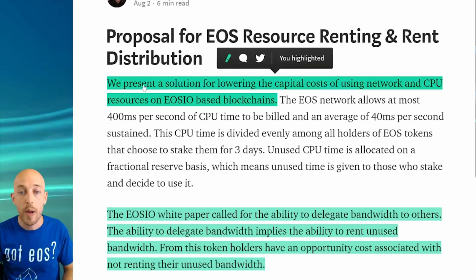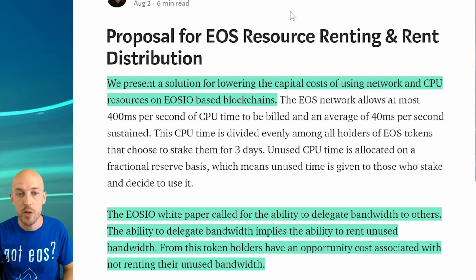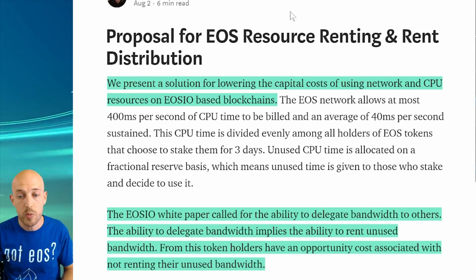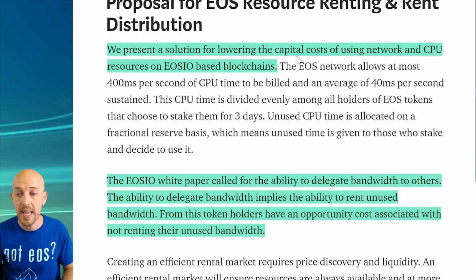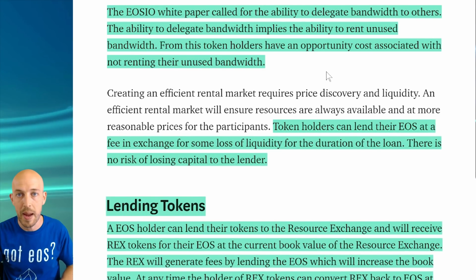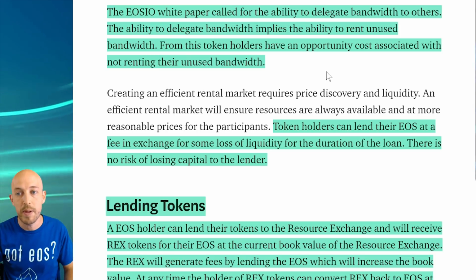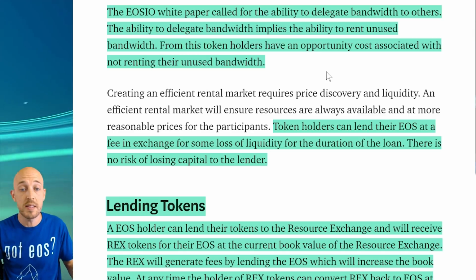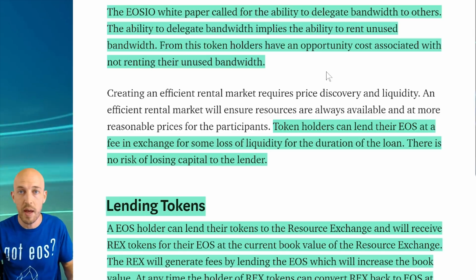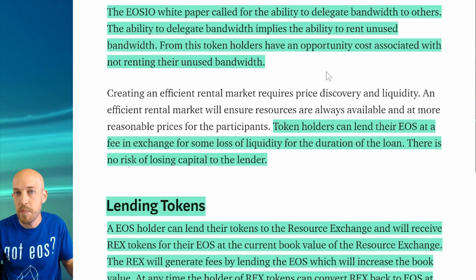Dan says, we present a solution for lowering the capital costs of using network and CPU resources on EOSIO based blockchains. The EOS white paper called for the ability to delegate bandwidth to others. We've all been kind of hoping we'd be able to delegate that bandwidth, and this is how it's going to happen. The ability to delegate bandwidth implies the ability to rent unused bandwidth. We have these tokens and most of us aren't doing anything with them. And in a way, that's a lost opportunity cost because there's nothing being done with these tokens.